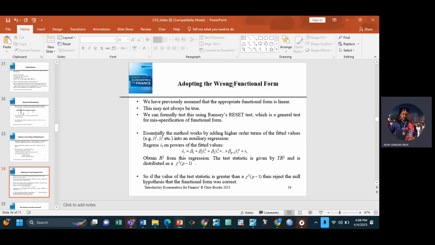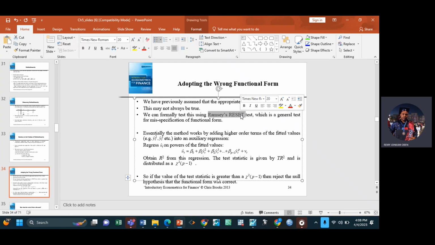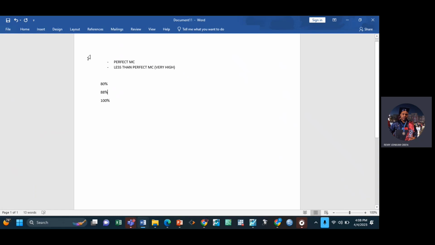So we have one more test which we did not see last semester, but we'll see this semester. Ramsey's RESET test. This Ramsey's RESET test is actually a portmanteau test. I don't know if I'm pronouncing it well. Portmanteau means general. It's a portmanteau test. Why is it called like this? It's because it's a test for many things. It can be used to test many different things.